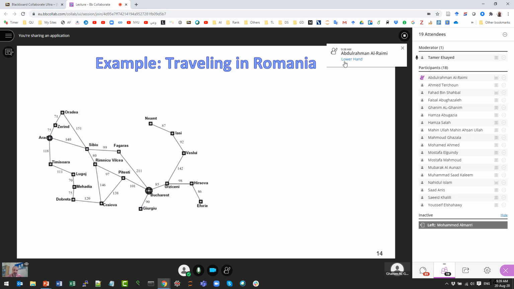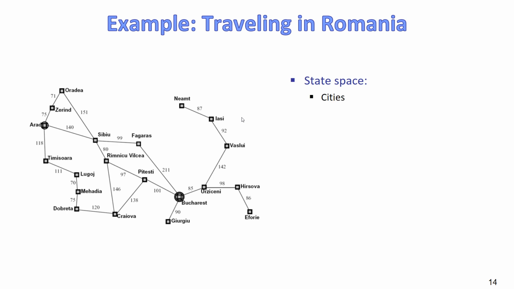Abdurrahman, do you have a question? We'll talk about Pac-Man next. Let's focus on this example now. Actually, it's the opposite. The states are the cities. Every city is a state. Okay, so the state space is the cities.